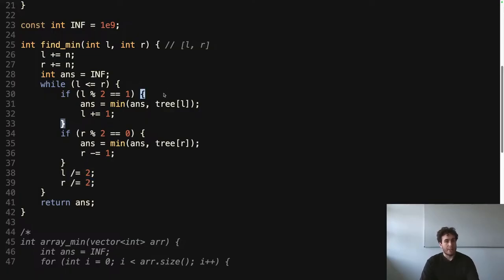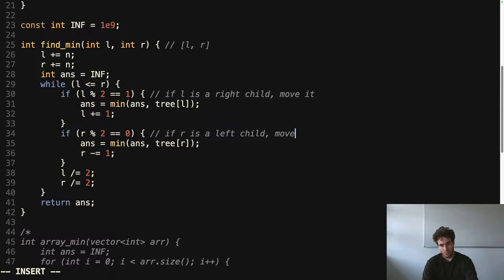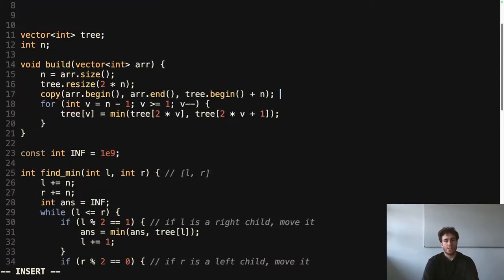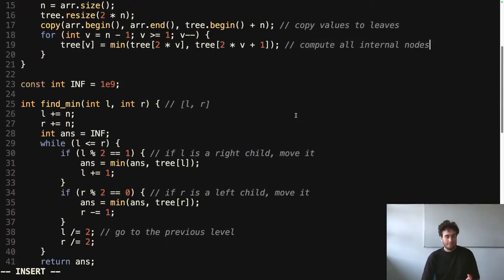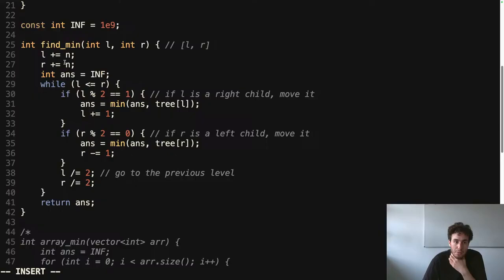Great. So let me annotate this code. So if L is a right child, move it. If R is a left child, move it. Go to the previous level. And here, copy values to leaves. Compute all internal nodes. This is not that much code, right? Like, building is super simple, find minimum. I mean, there are some lines, but I think they all make sense, right?